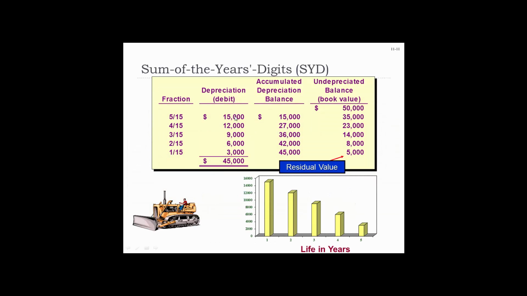And here's what the full schedule would look like: 15, 12, 9, 6, 3. Remember, it was 9, 9, 9, 9, 9 on the previous one, which is straight line, the easiest to apply. But you end up in the same position. It's just that depreciation expense is front-loaded, as we call it.